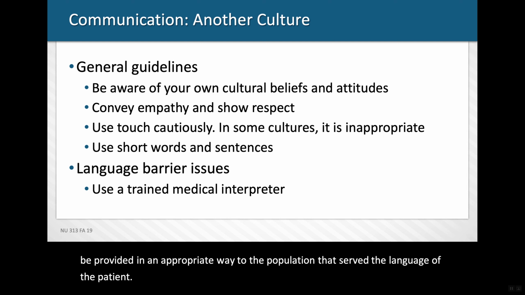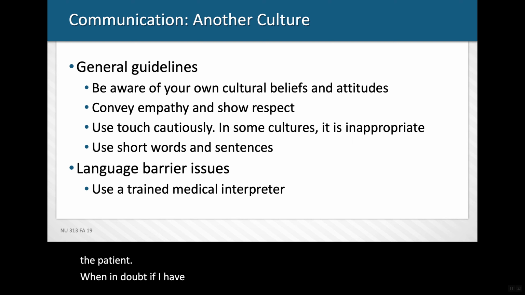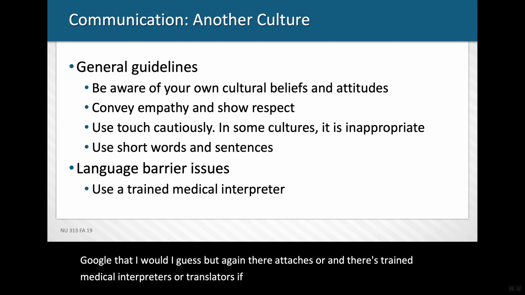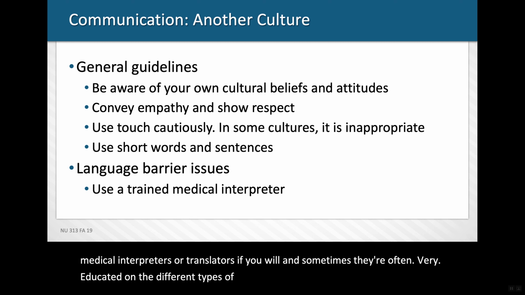When in doubt, if I have any questions about a culture, you can always Google it, I guess. But again, there are attaches and there's trained medical interpreters or translators, if you will, and sometimes they're often very educated on the different types of cultural beliefs.